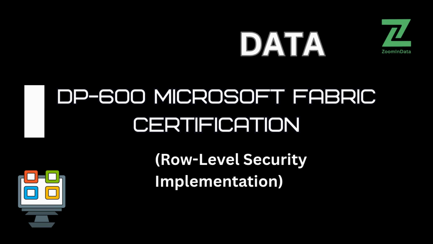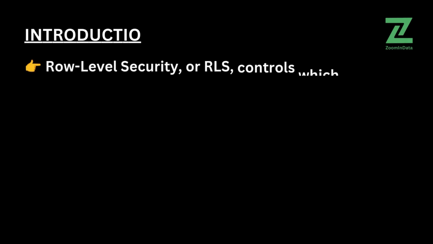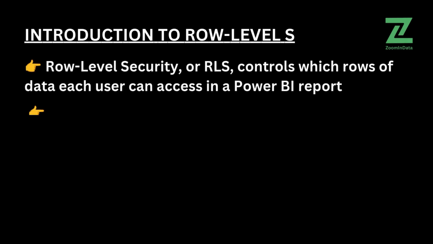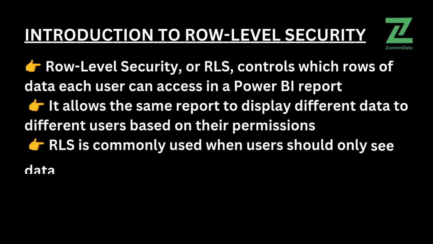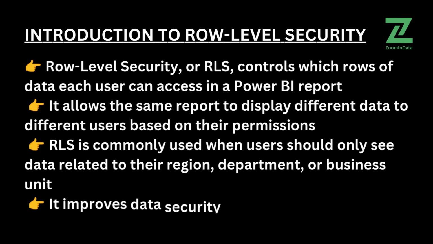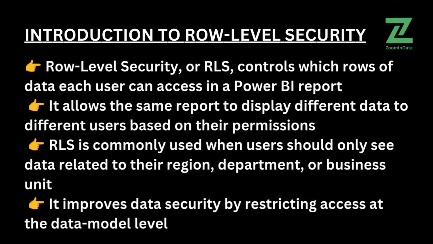Row-level security, or RLS, controls which rows of data each user can access in a Power BI report. It allows the same report to display different data to different users based on their permissions. RLS is commonly used when users should only see data related to their region, department, or business unit. It improves data security by restricting access at the data model level.